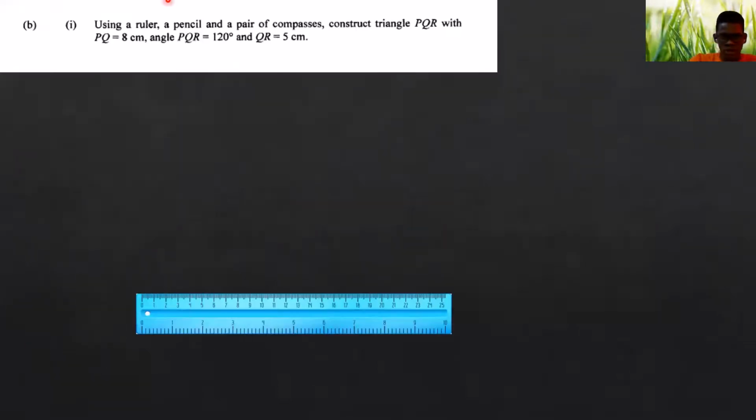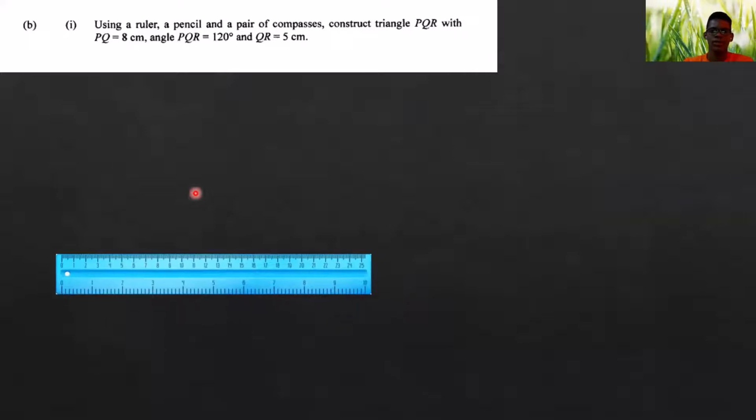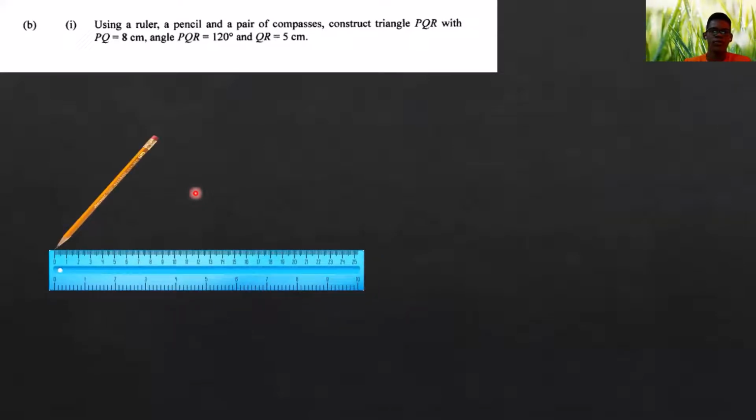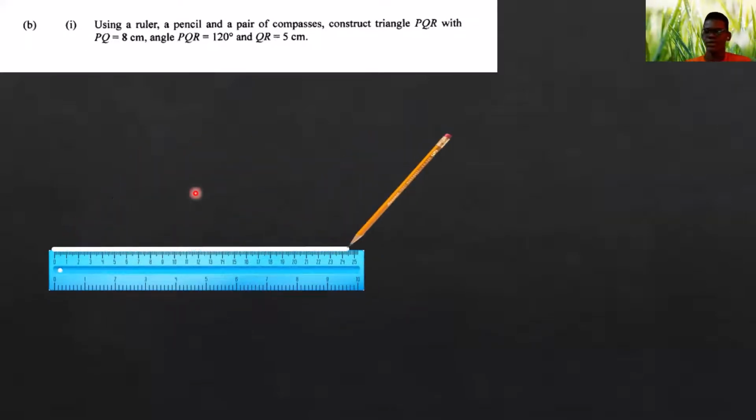So what we're going to do now is construct, using a ruler, pencil, and a pair of compasses, a triangle PQR, with PQ being 8 centimeters, angle PQR having 120 degrees, and QR being 5 centimeters. So the first step is actually to draw a straight line. You don't actually measure anything as yet. Just draw a straight line. Draw a straight line here.